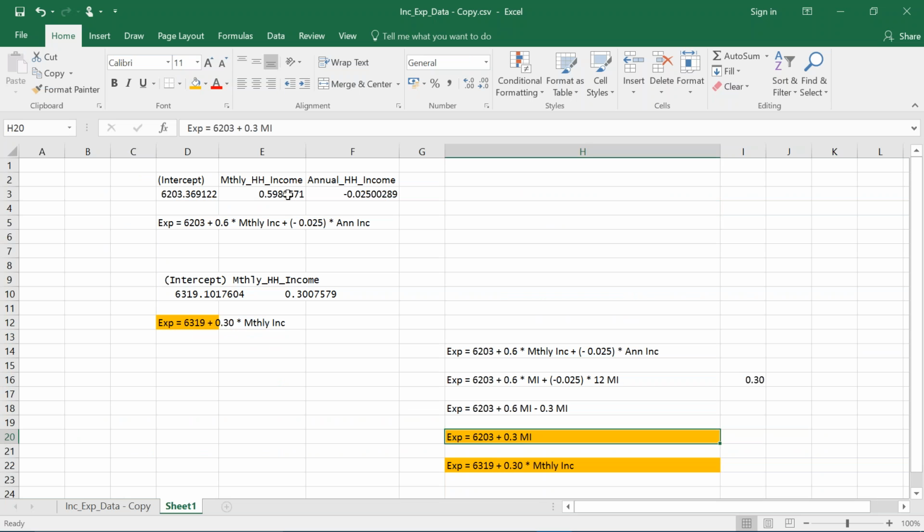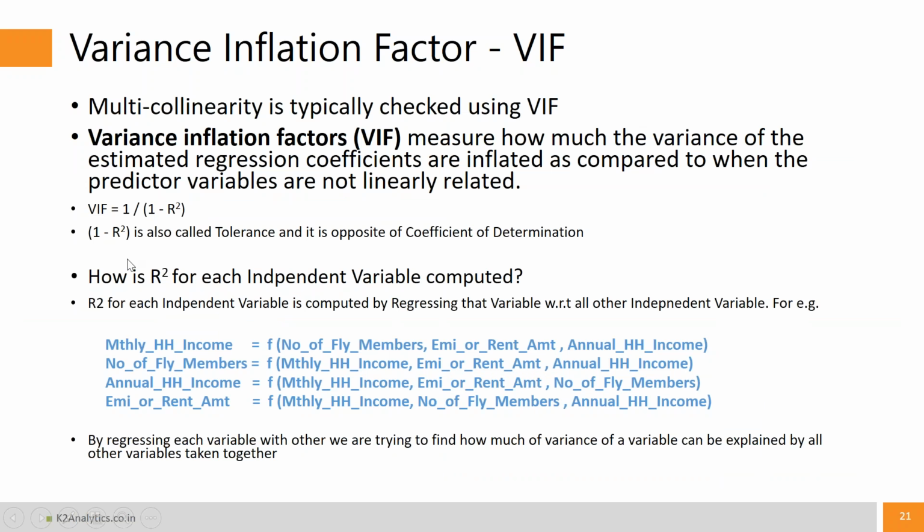What it means is, in our case, the beta coefficient of monthly income, when I just run a simple linear model between expense and monthly income, the beta was 0.3. But the moment I added annual income, the beta of monthly income became 0.6. So can I say that the beta is inflated? The question is how much it is inflated. The way to find out how much it is inflated is called VIF.